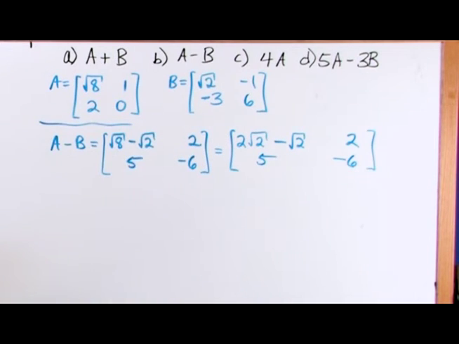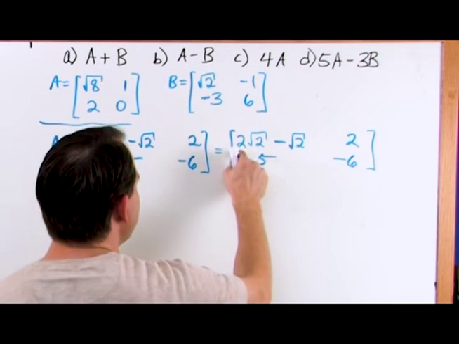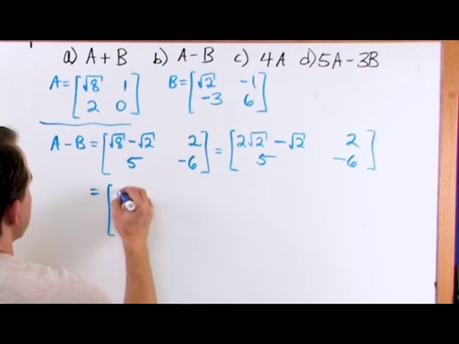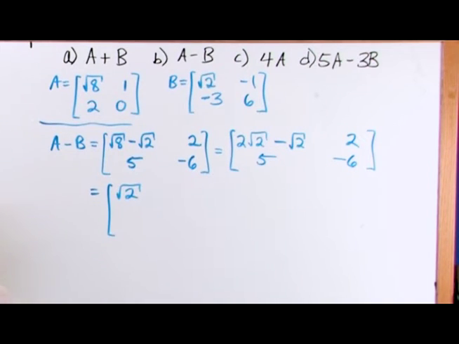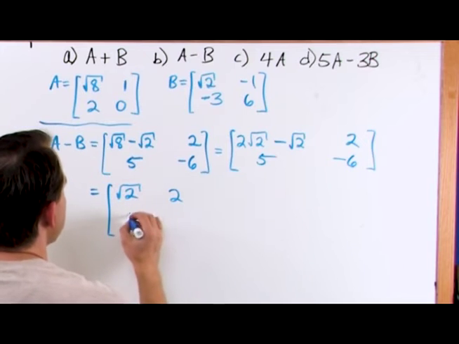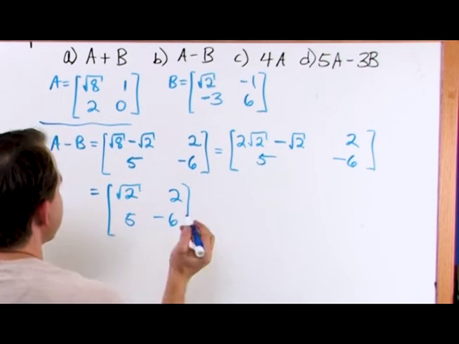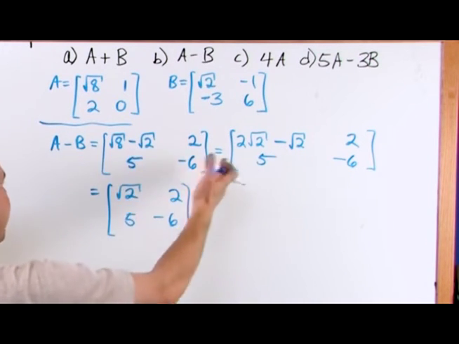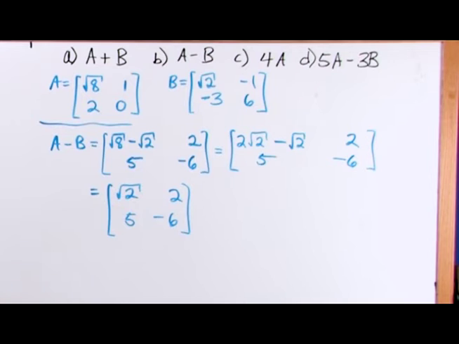Okay? And again, we did it that way so that we could then subtract these things. 2 times the square root of 2 minus another square root of 2 is just going to give you one of these things called a square root of 2. And then you have a 2 and a 5 and a negative 6. And that rounds out the matrix. Basically, you're just going element by element. You're doing your subtraction. The only thing here is because of radicals, you have to do a little simplification so that you can actually subtract them.